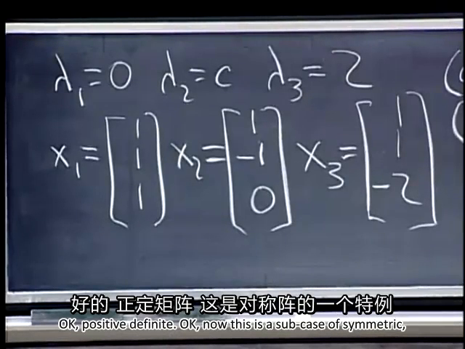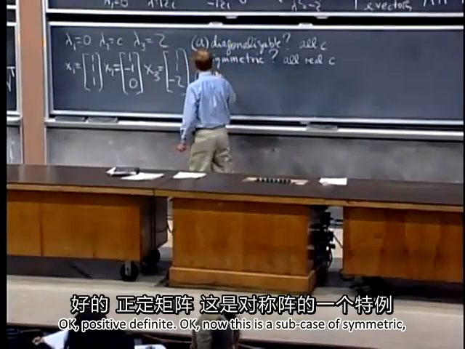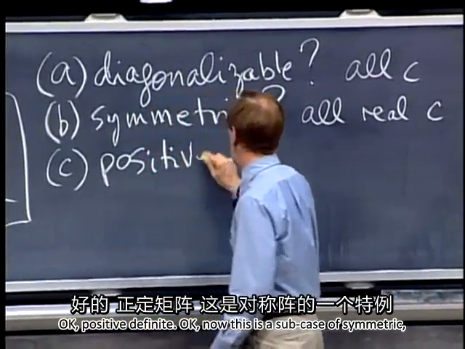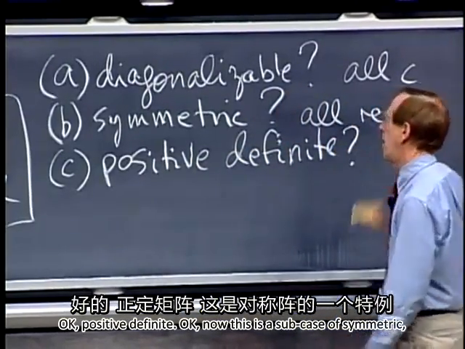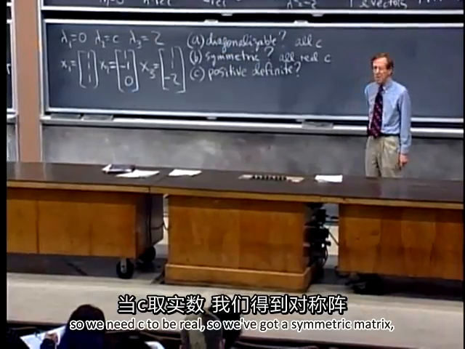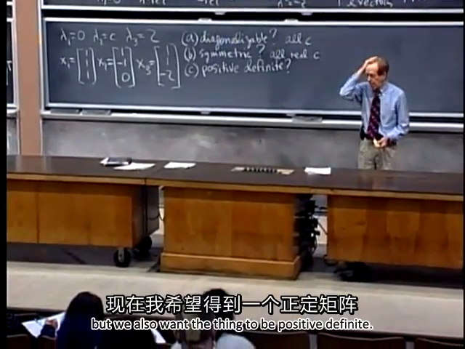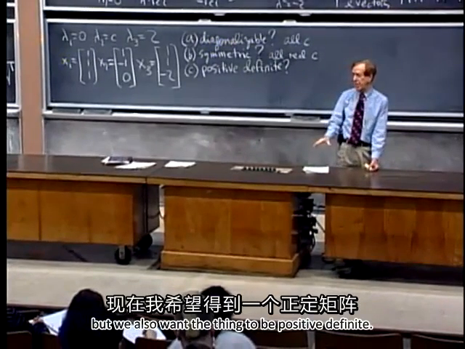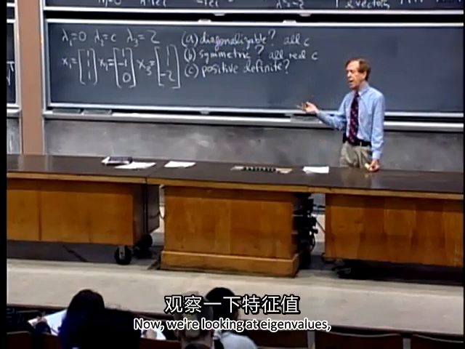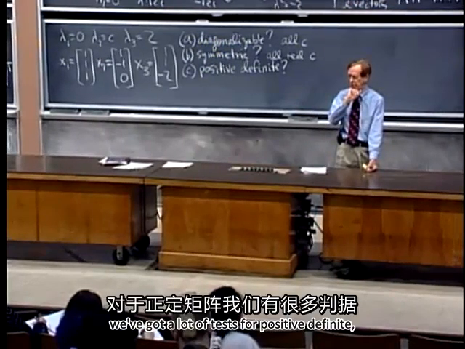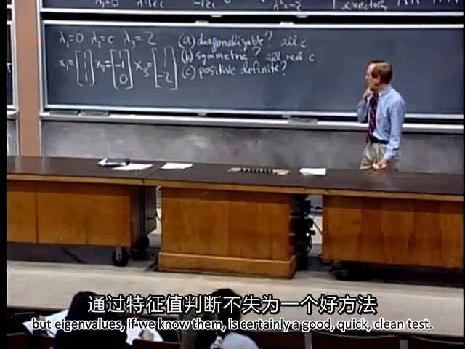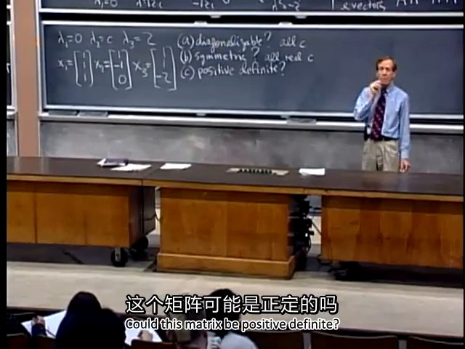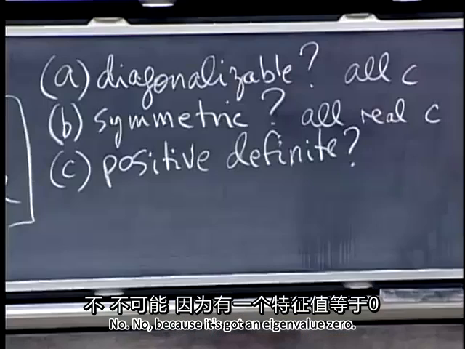Okay, positive definite. Okay, so now this is a subcase of symmetric, so we need C to be real. So we've got a symmetric matrix, but we also want the thing to be positive definite. Now we're looking at eigenvalues. We've got a lot of tests for positive definite, but eigenvalues, if we know them, is certainly a good, quick, clean test. Could this matrix be positive definite? No. No, because it's got an eigenvalue 0.